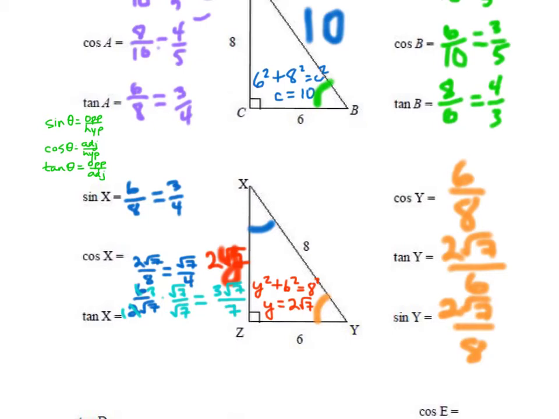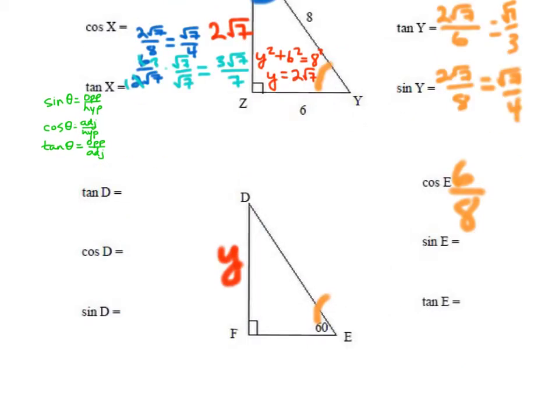Every one of these are fractions that can be reduced. We would reduce 6 over 8 to be 3/4. 2 square root of 7 over 6 reduces to be square root of 7 over 3. And 2 square root of 7 over 8 reduces to square root of 7 over 4.